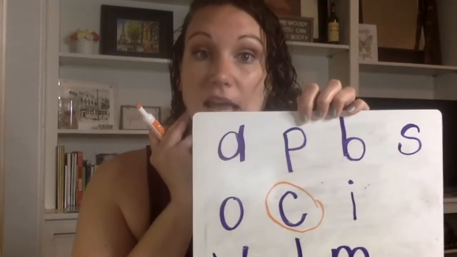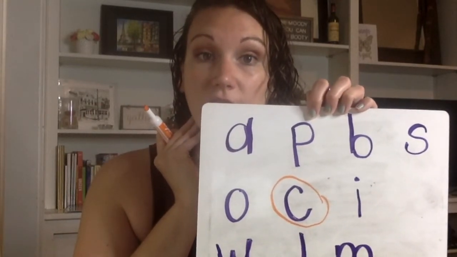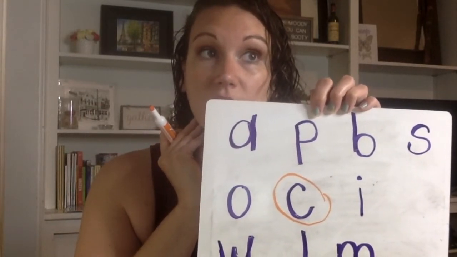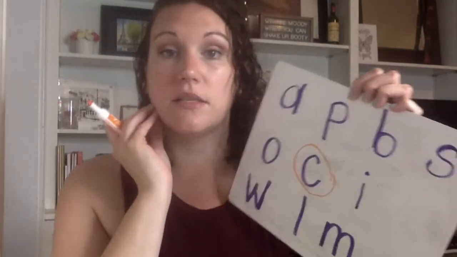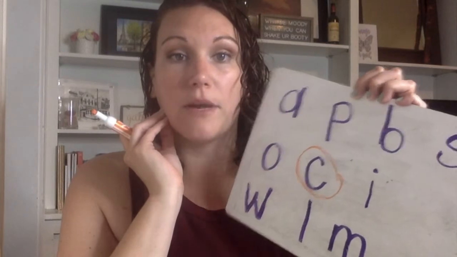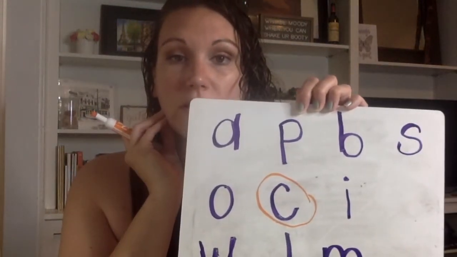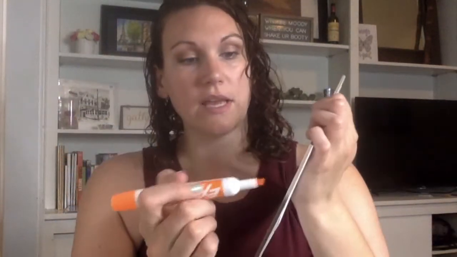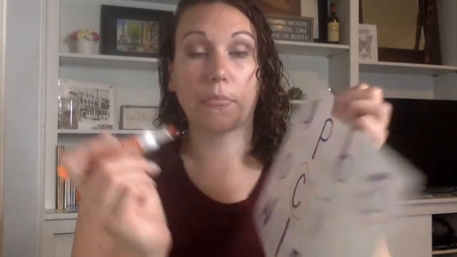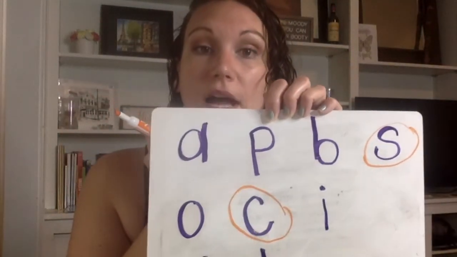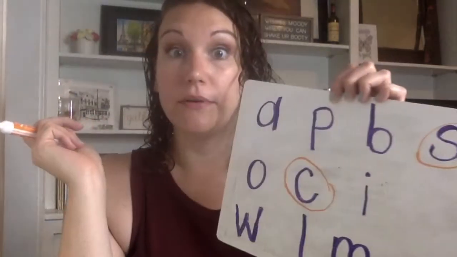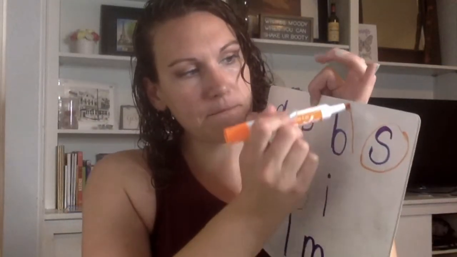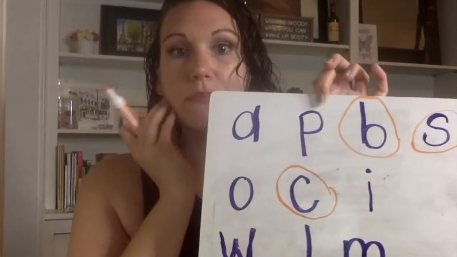Or they could say, find the letter that starts the word strawberry. Listen to that word, strawberry. What letter does strawberry start with? That's right, it starts with S. So you could do it that way. Or you could say, find the letter that says B. What letter says B? That's right, the B says B.